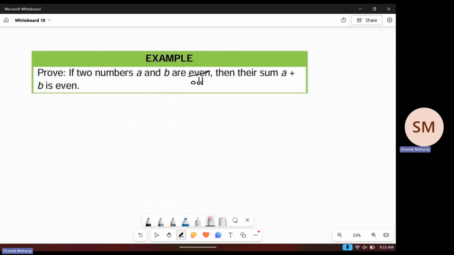Okay, guys, let's try this one. If two numbers A and B are odd, then the sum A plus B must be even. Seems to be true. If we try a few examples, we'll see it seems to work. Okay, guys, take a few minutes. Try it very similarly to what we did in the first example.